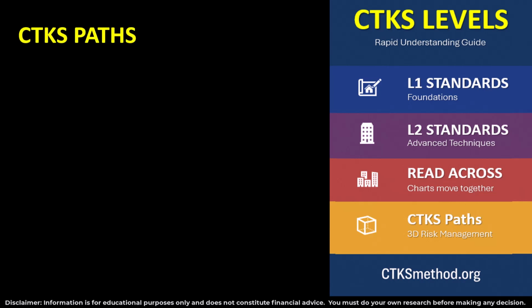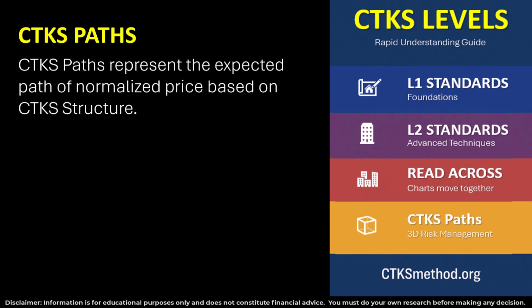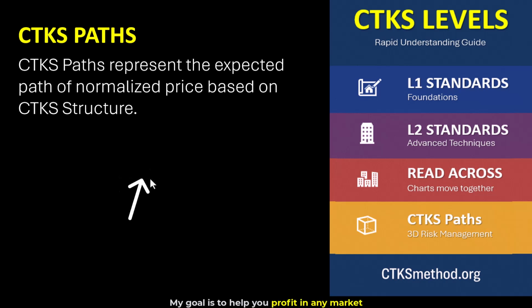The first thing we'll look at is CTKS paths. CTKS paths represent the expected path of normalized price based on CTKS structure. Now, what actually occurs inside every single price chart? There are levels of structure. Some are strong, some are weak. You've got gaps in between structure. This is called a positive CTKS gap, and when you hit resistance, that would become a negative CTKS gap as well. I'm going to go through this in quite some depth and detail.